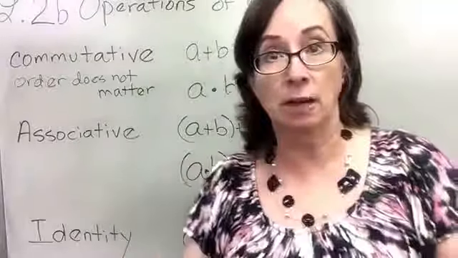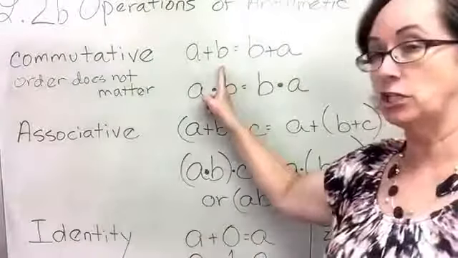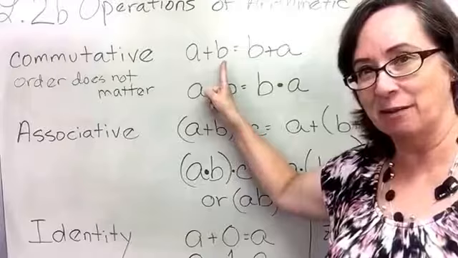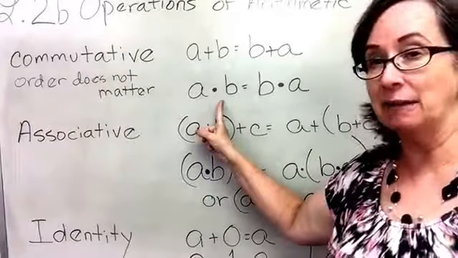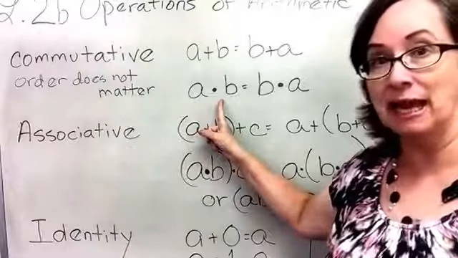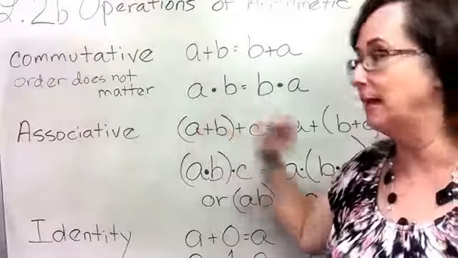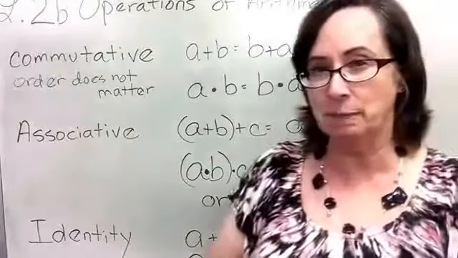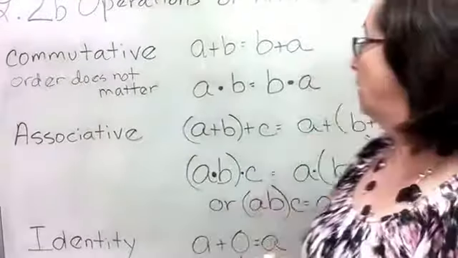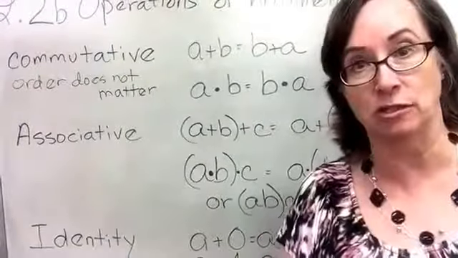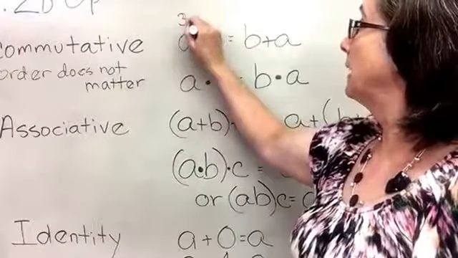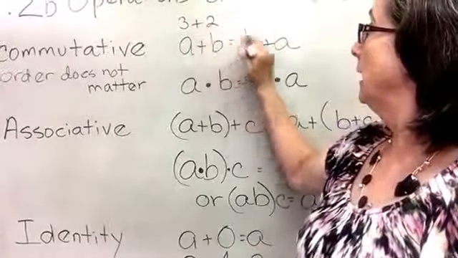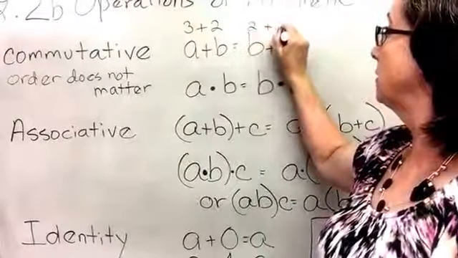Now we have a commutative property of addition. We also have a commutative property of multiplication. A times B is the same thing as B times A. Now, we have learned this before, but it's always helpful to draw some pictures, okay? So let's take 3 plus 2 is 2 plus 3.